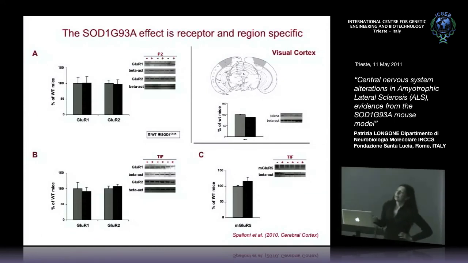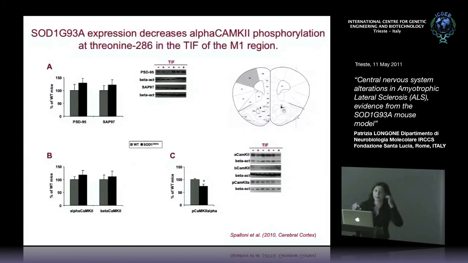We looked also at the AMPA receptors, both in the P2 and TIF, and found no difference, and of the metabotropic GluR5 in the TIF, and NR2A in the visual cortex, and found no difference. The visual cortex is a cortical region that doesn't degenerate in amyotrophic lateral sclerosis because the optic nerves don't degenerate. So we have a specific alteration of the NMDA receptor.